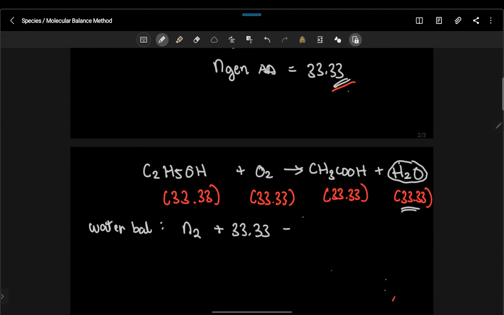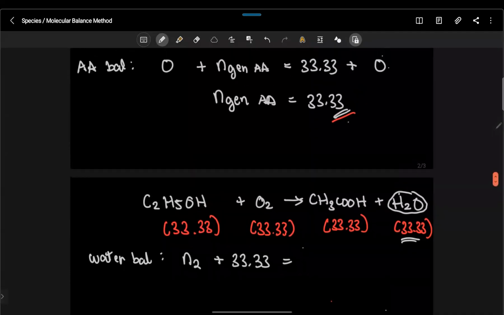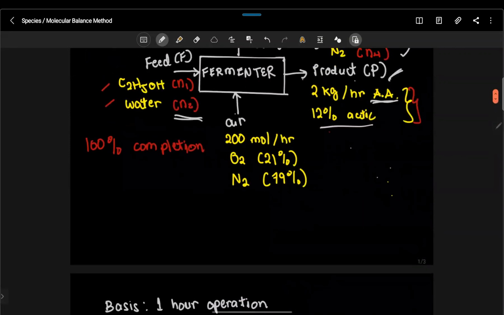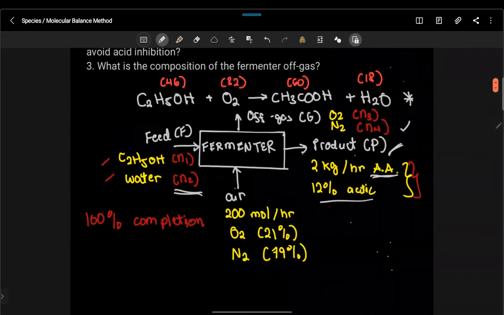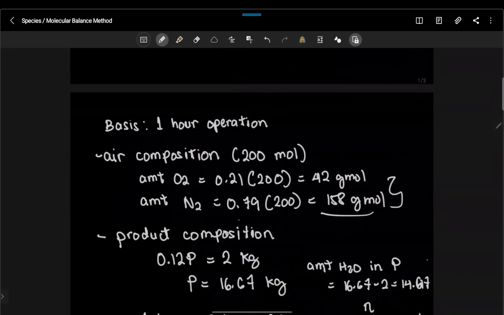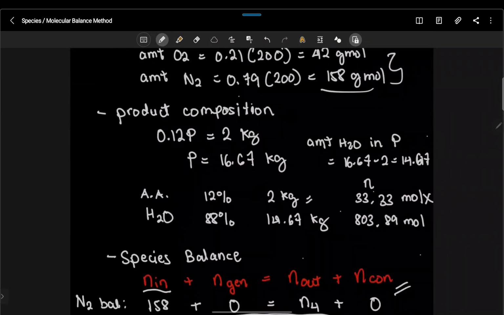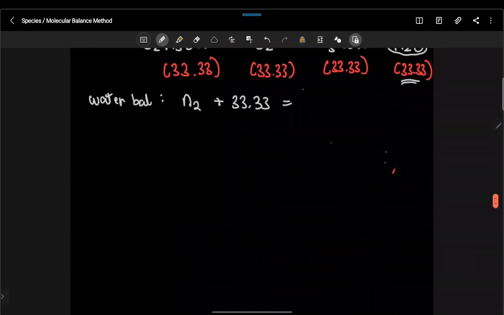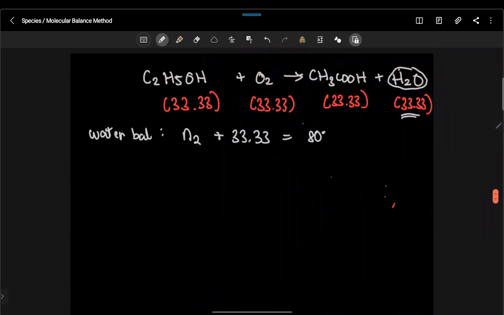Plus, equals output of water. Do we have that? Input na nga siya, output pa siya. Yes, di ba? So, if you go back to the flow chart, water is also on output. In fact, we have a tabulated product composition here. So, water is also an output. And gaano kadami? 803.89, right? So, ilagay natin yan. 803.89. Okay.